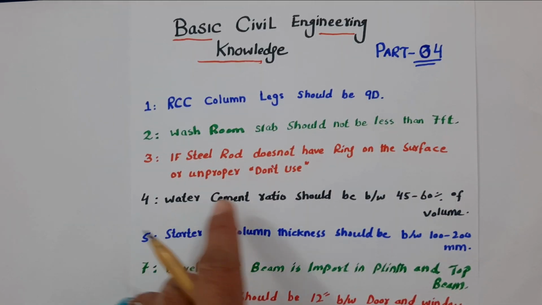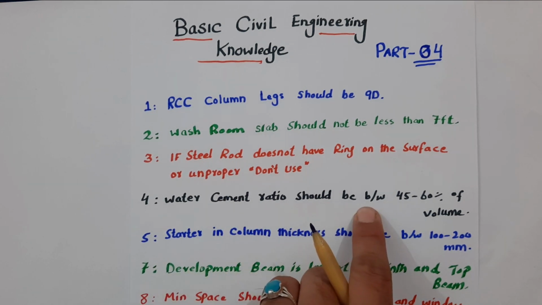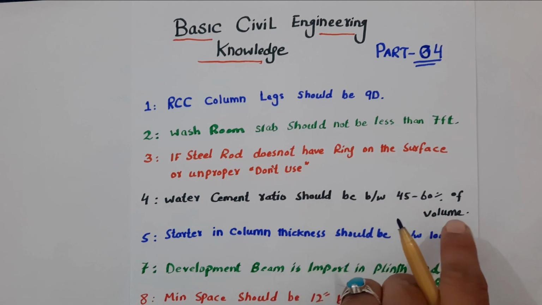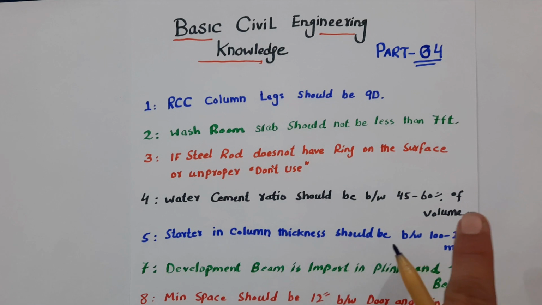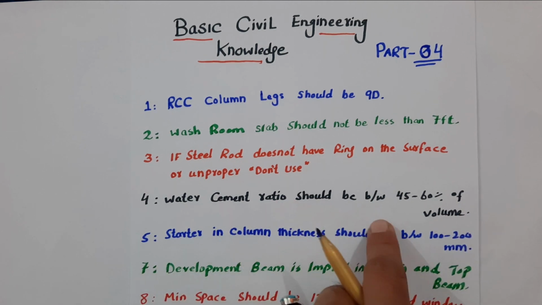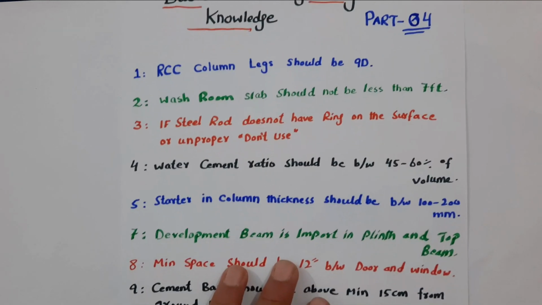The fourth one, water cement ratio. Water cement ratio should be between 40 to 60% of volume. Volume means cement volume. Okay, so the water cement ratio should be between 40 to 60% of volume, right?